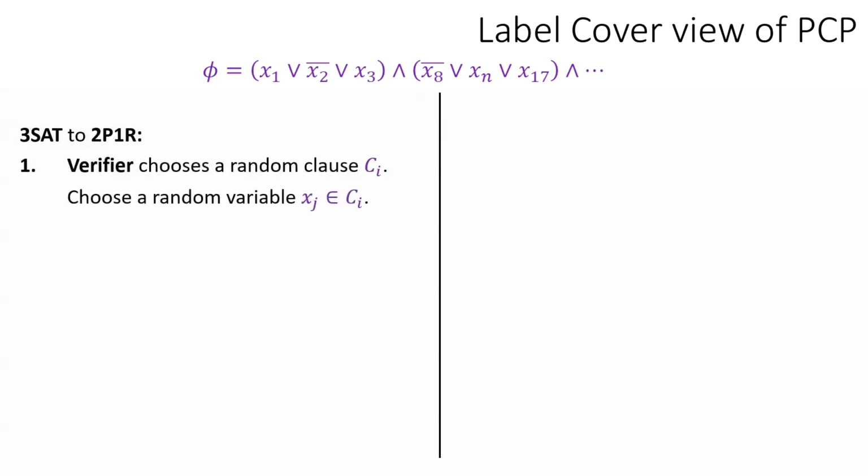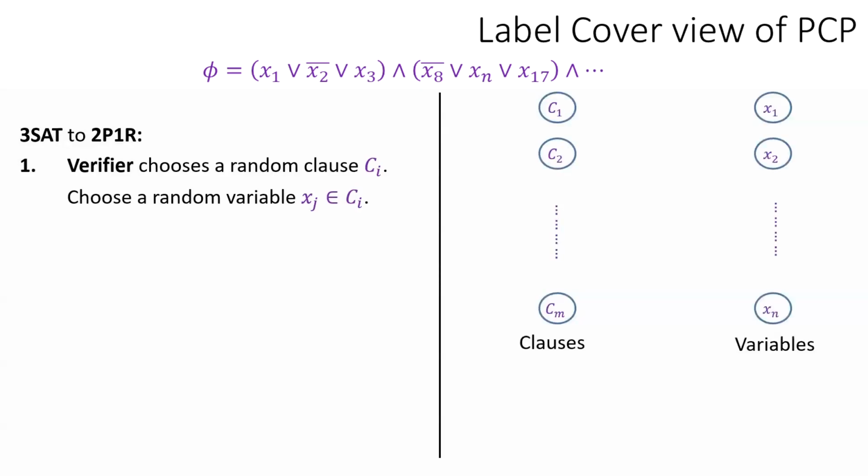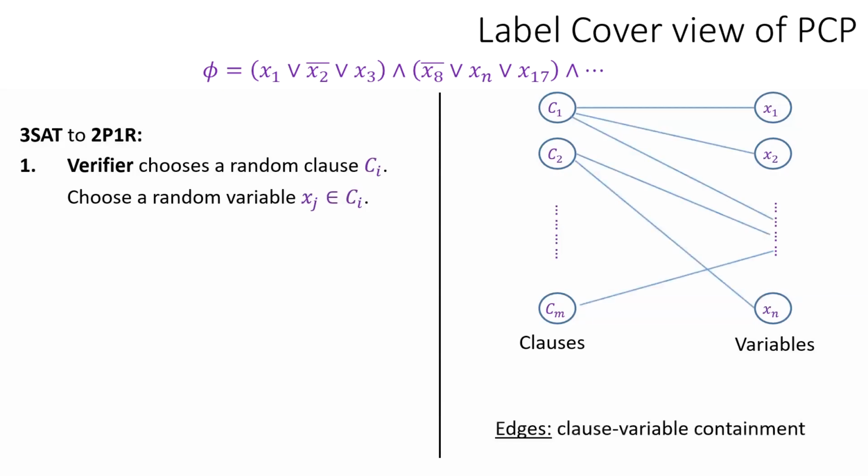In the 2-prover 1-round game, the way to think about 3SAT is as follows. We have a verifier. The verifier is weak. There are 2 provers. They are strong. And the verifier is trying to use the provers to convince itself that phi is satisfiable. So the verifier is going to choose a clause C_i at random. Then choose a variable from that clause at random. The analogous thing in graphs is I have a bipartite graph. One of the sides is the clauses, one of the sides is the variables, and I have edges between a variable and a constraint that contains it. Okay, so that's the analog.